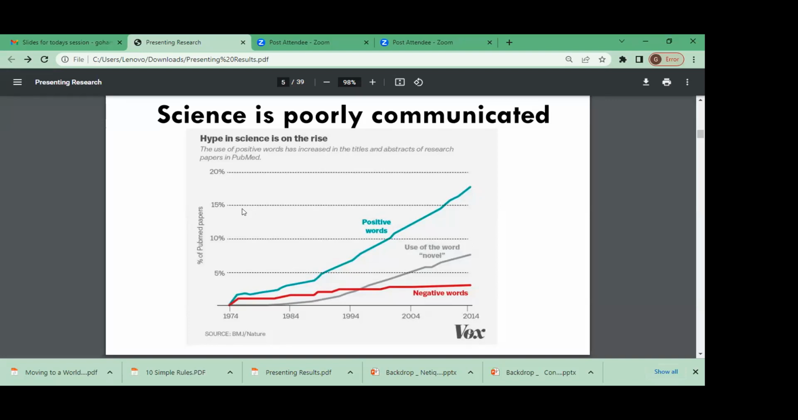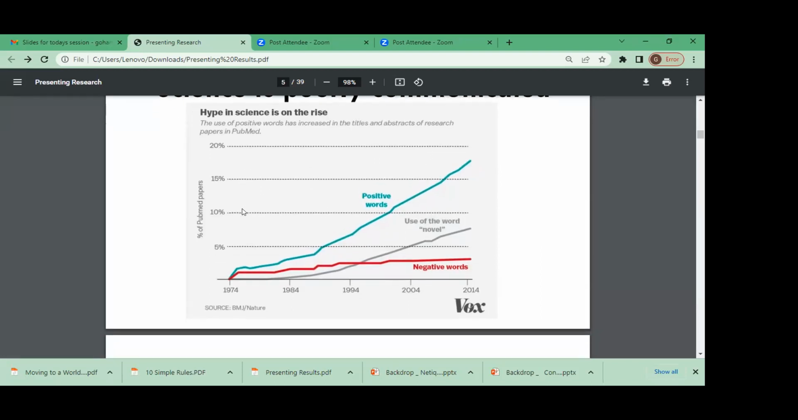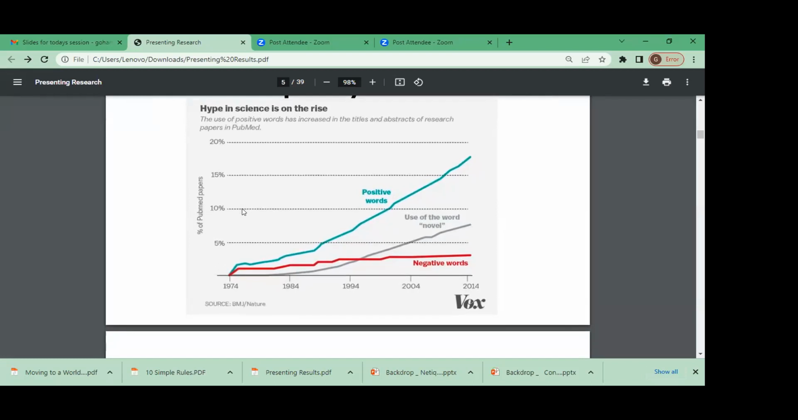As scientists, we shouldn't really follow this kind of gimmick, because it's very important that you communicate what's out there. If your results are negative, please report the negative results. If your results are positive, please report the positive results. Like you see in this chart, there's a gray line that shows how many people use the word novel to just make their research sound newer, more appropriate.